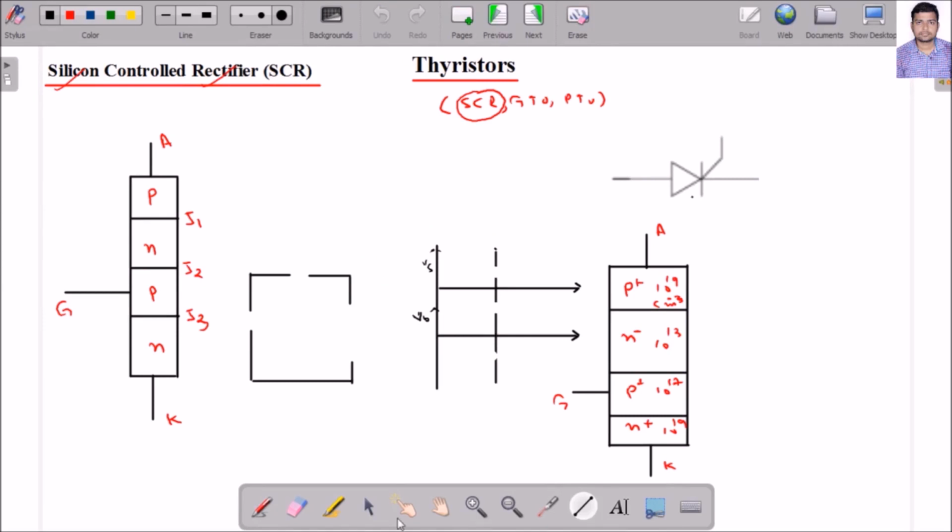Let us next try to understand why it is known as silicon controlled rectifier. First, for construction, silicon material is used, so it is known as silicon. The next is rectifier, because it functions as a rectifier. So the material is silicon and its function is as a rectifier. We will see how it acts as a rectifier in the coming classes.